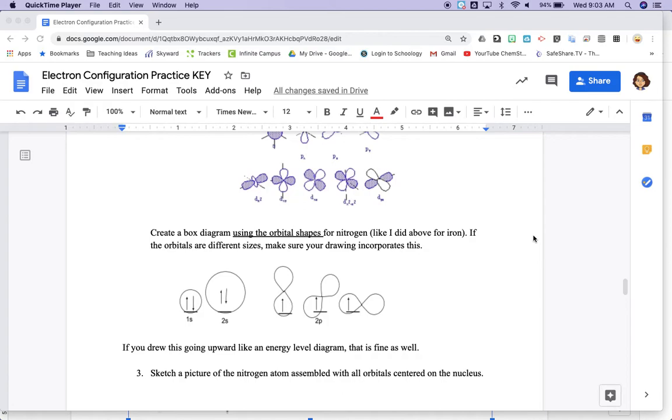And then for number 3, take these, stack them together, and assemble them with all the orbitals centered on the nucleus.